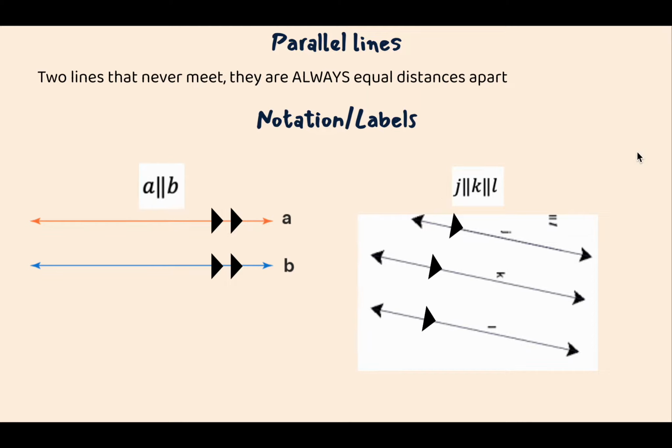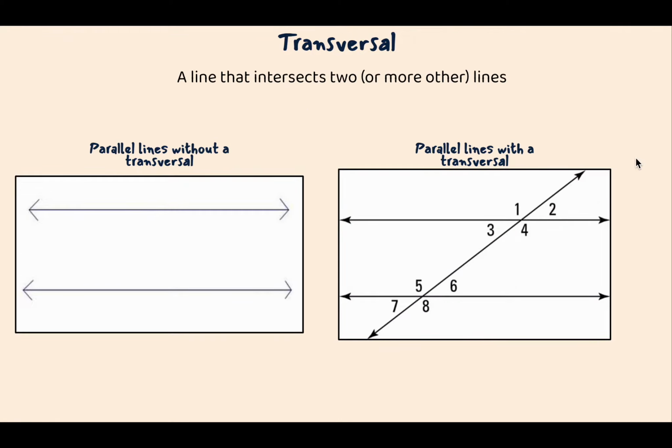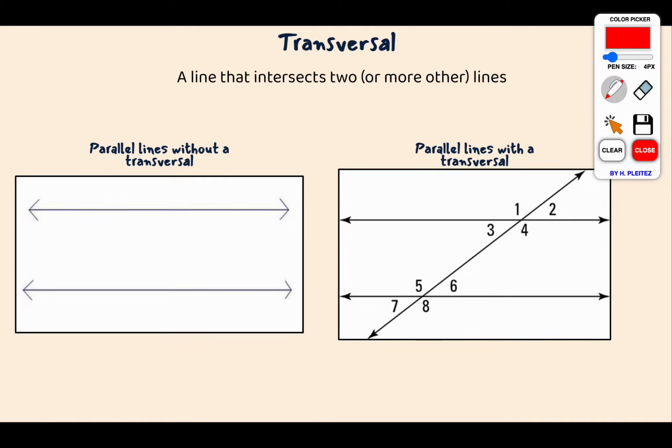Now, the next definition that we have to talk about is a transversal. A transversal is a line that intersects two or more lines. On the left here, you'll see two parallel lines without a transversal, and just to get in the habit of some notation, you might see arrows that look like that. Now parallel lines with the transversal, we are just adding a line that way.